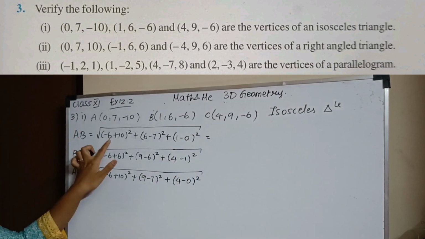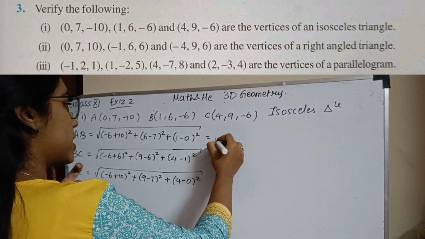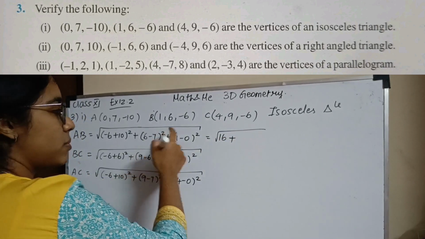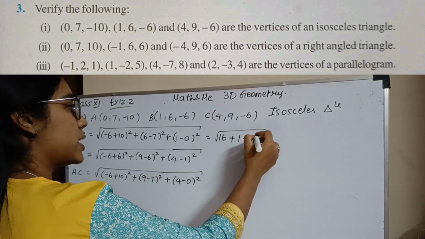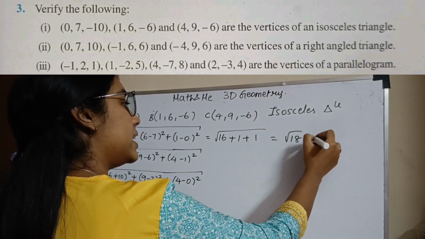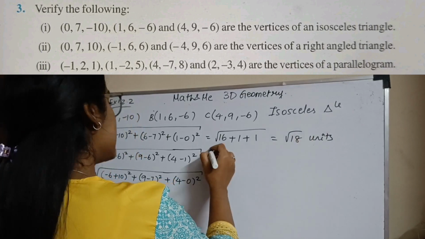So what will I have? Minus 6 plus 10 is 4, square is 16, plus 6 minus 7 is minus 1, square is 1, plus 1 square is again 1. So what will I have? 16, 17, 18. So root of 18 units. So this is the distance AB.